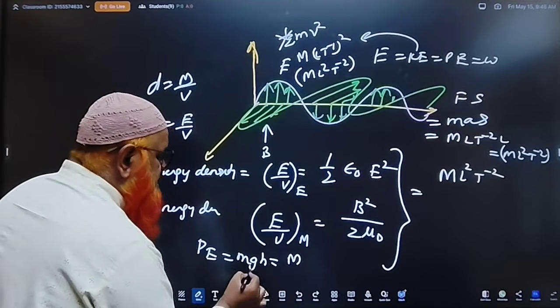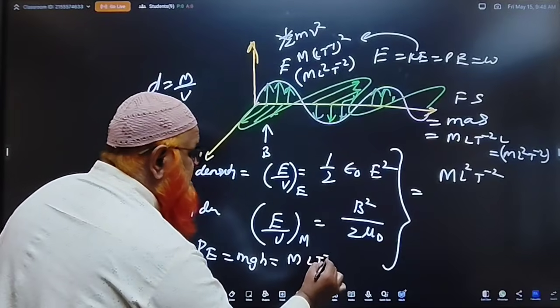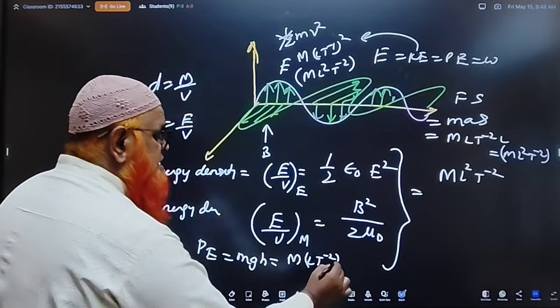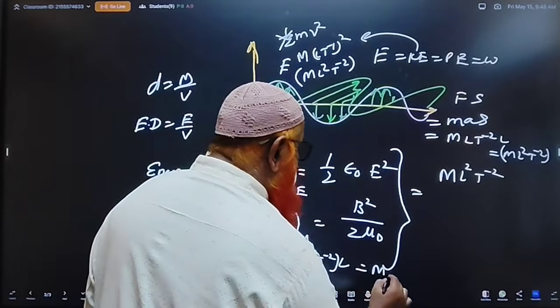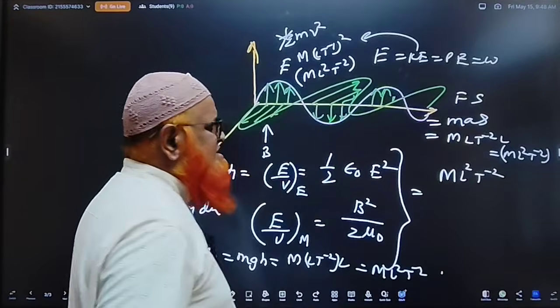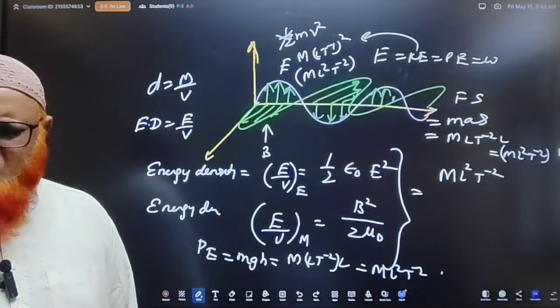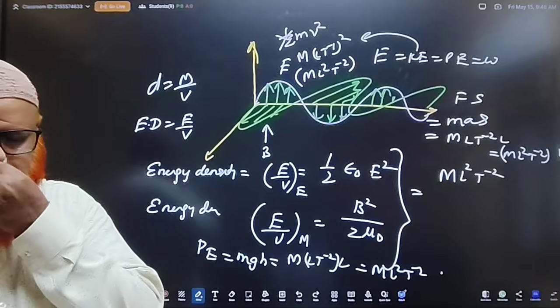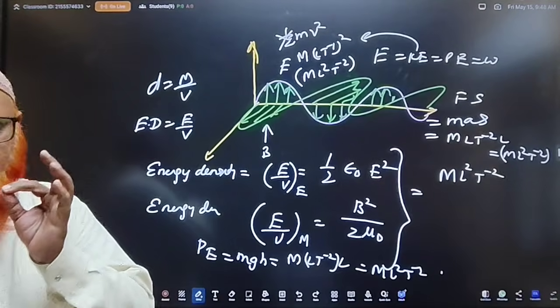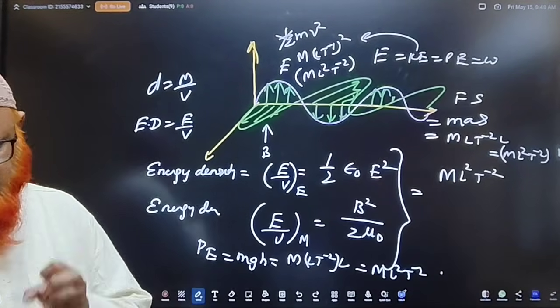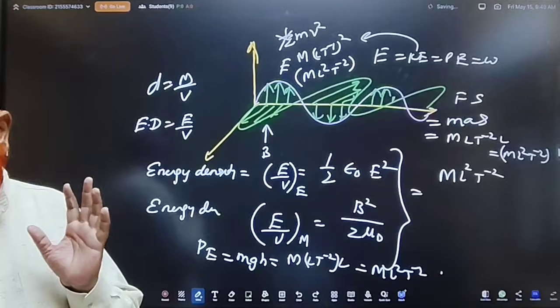It is nothing but mgh. M, and g is acceleration due to gravity, which has the formula of acceleration only here. So this is also the same, which is nothing but ML square T power minus 2. This is a doubt asked regularly by some of the students, from my 25 years of experience in this units and dimensions chapter. And these are all previous year questions which I have collected. It's a common doubt. Okay.